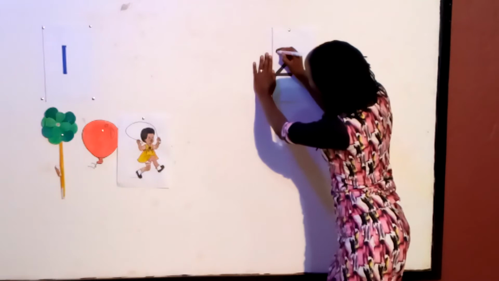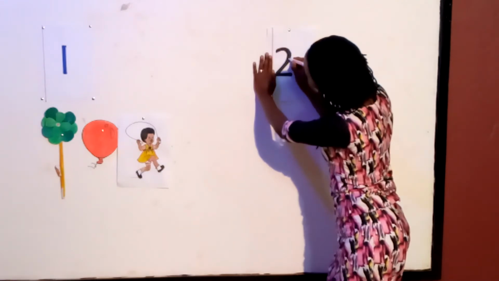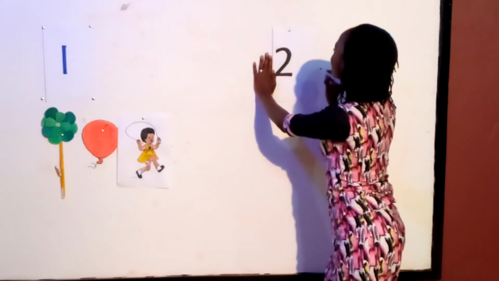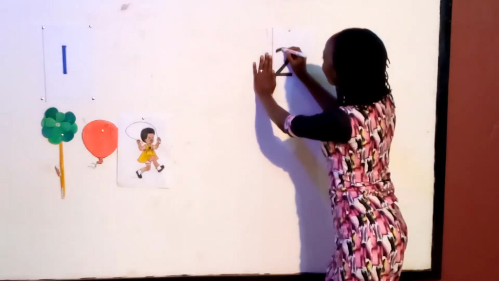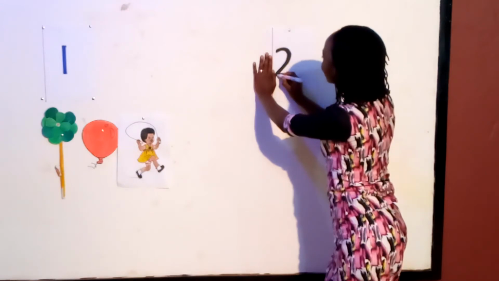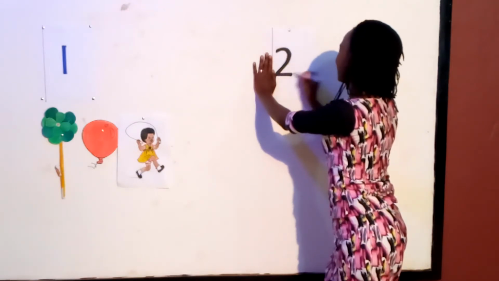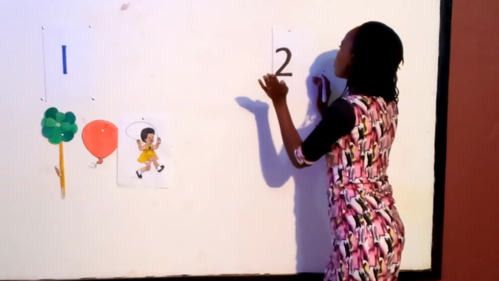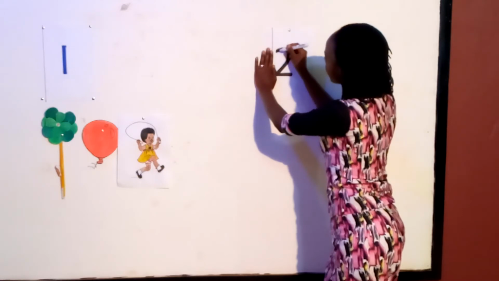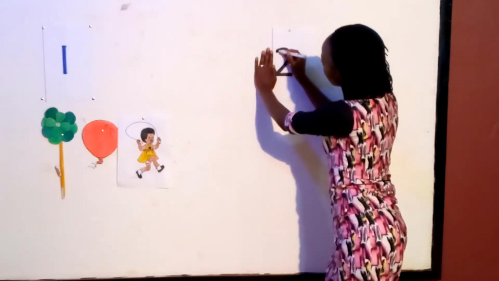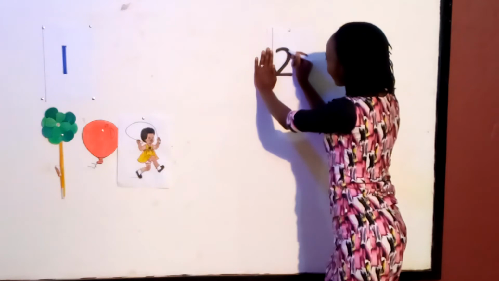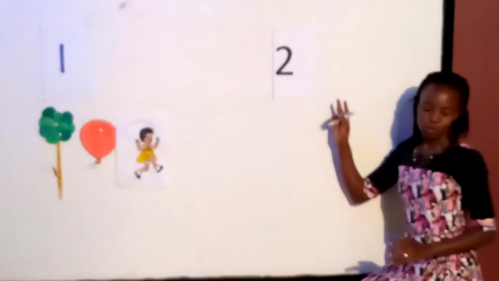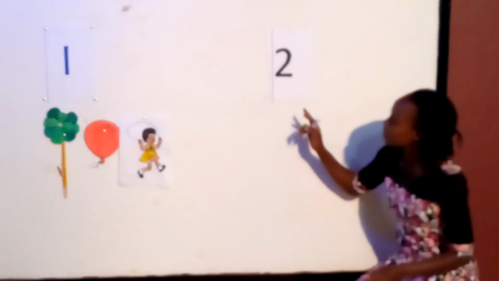Then you write a curve and a line. Let's write again. A curve and a line. That is number 2. Remember, put your hand that does not write on the margin, then start near the margin to make a curve. Like this, a curve and a line. That is number 2. Number 2.